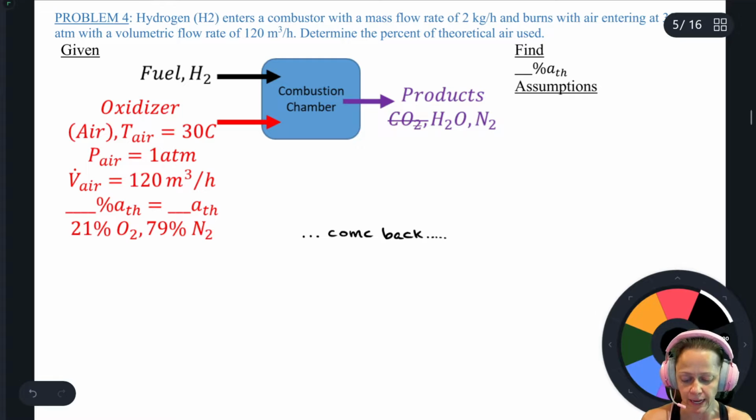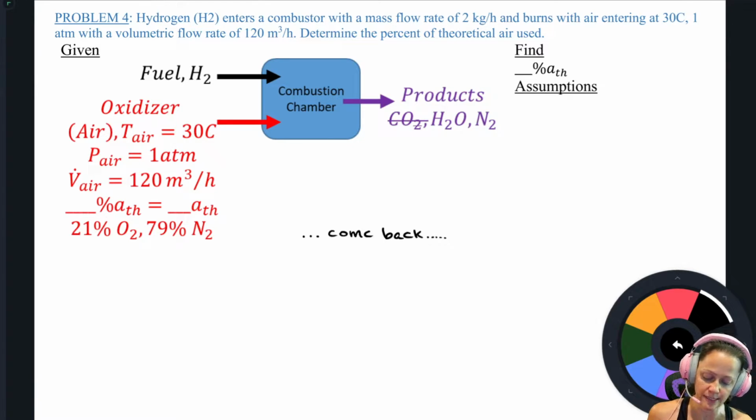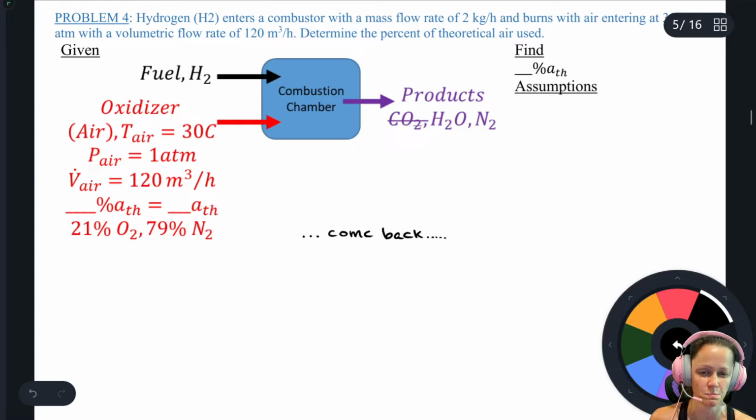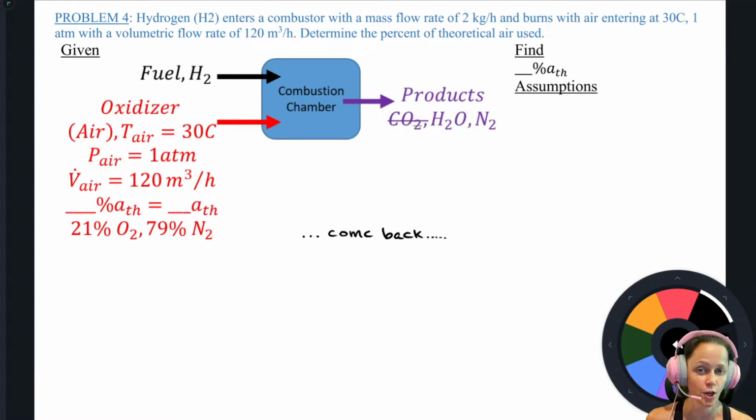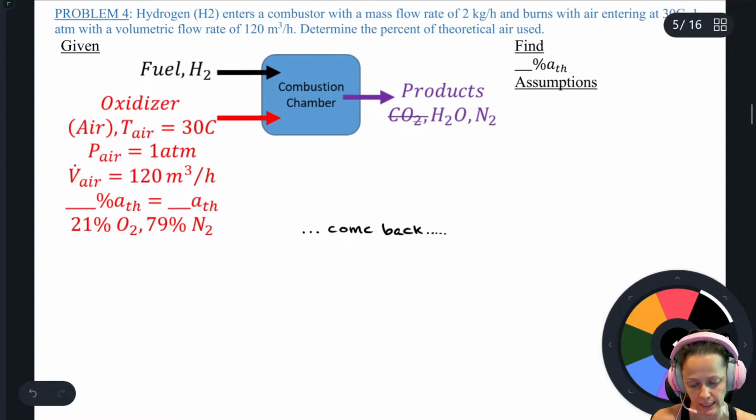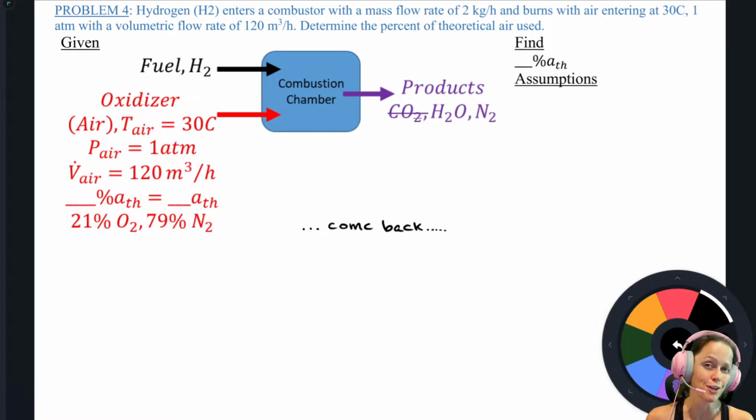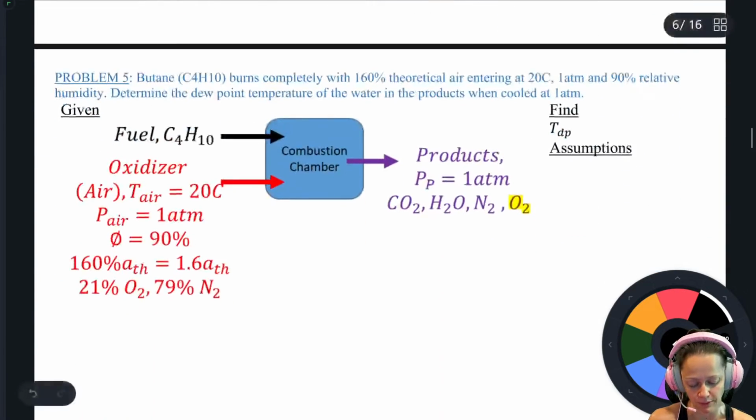The reason I'm saying come back is because this one has hydrogen and not a hydrocarbon fuel, and I suspect you're more likely to get something with a hydrocarbon fuel on the exam. So we'll put a pin on that. We'll come back to it maybe if we have time.